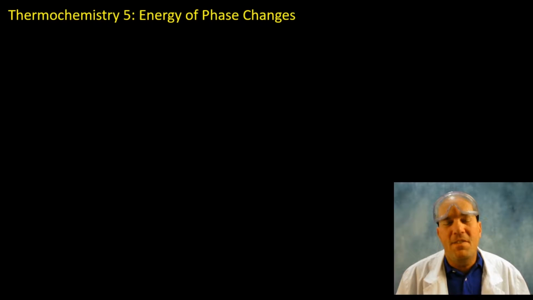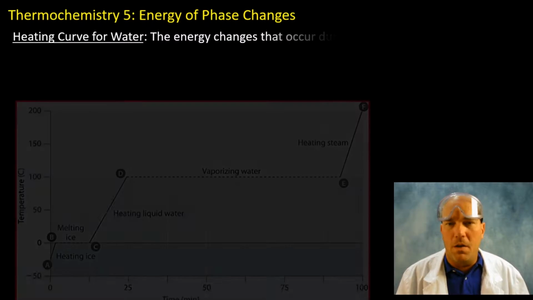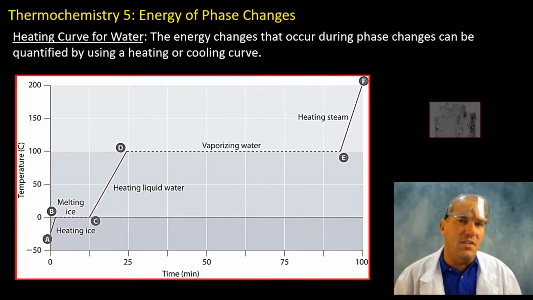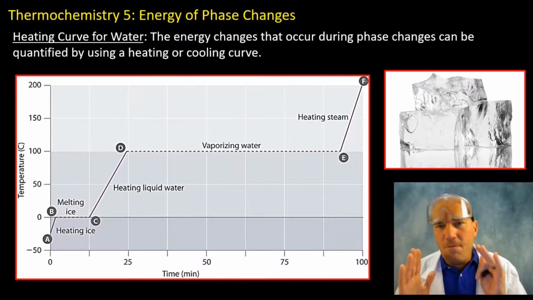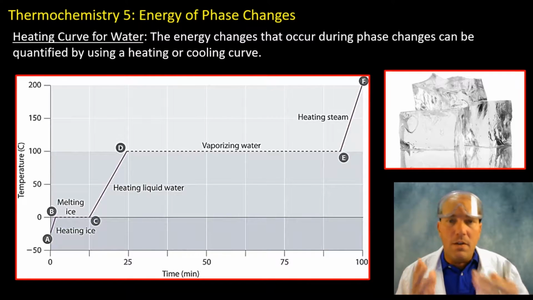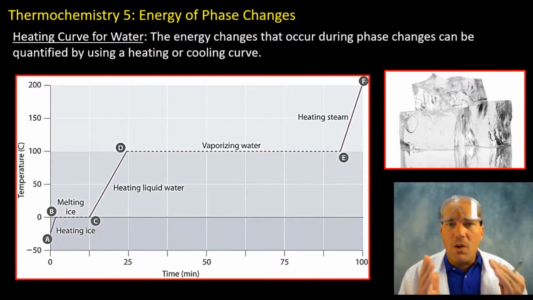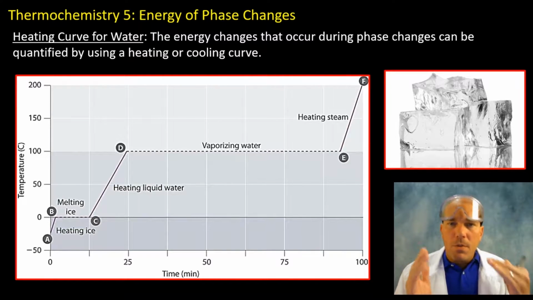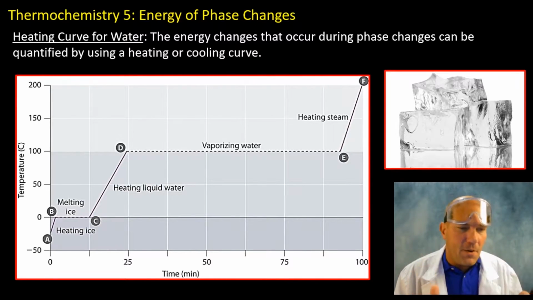Thermochemistry 5 is about the energy of phase changes. Let's look at a heating curve for water. A heating curve shows the energy changes that occur during phase changes, and they can be quantified by using a heating or cooling curve. So we're going to be talking about the heating curve for water throughout this entire video.